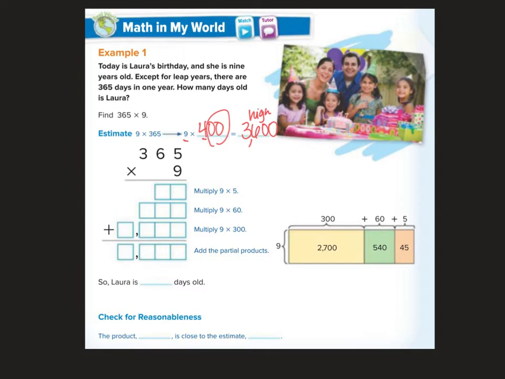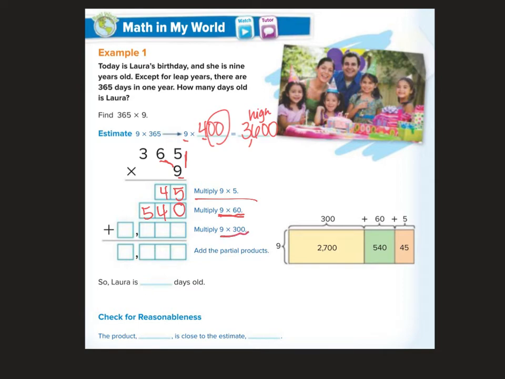Okay, so let's multiply. What I'm going to do first is 9 times 5. This isn't our normal way, but this is kind of a different way of doing it, so let's just go with it. 9 times 5 is 45. Then I'm going to multiply 9 times 6, but that number's not 6, it's 60. So 9 times 6 is 54, but it's not 6, it's 60, so I need to put my 0 in.